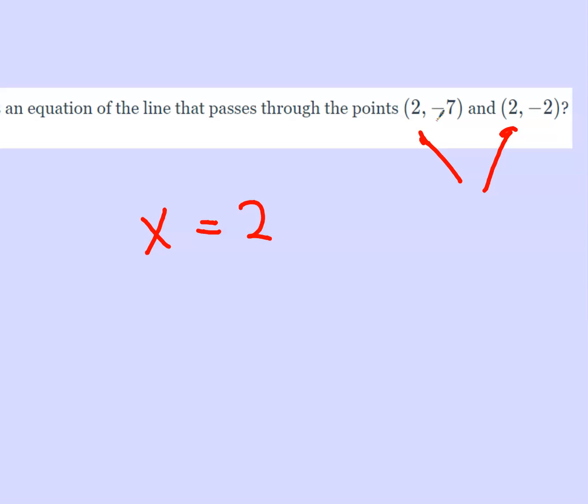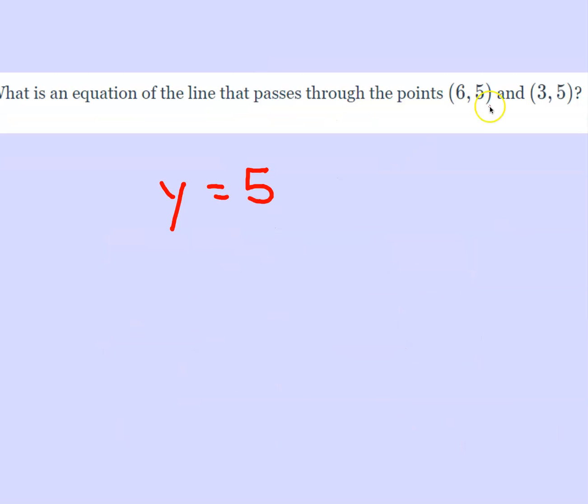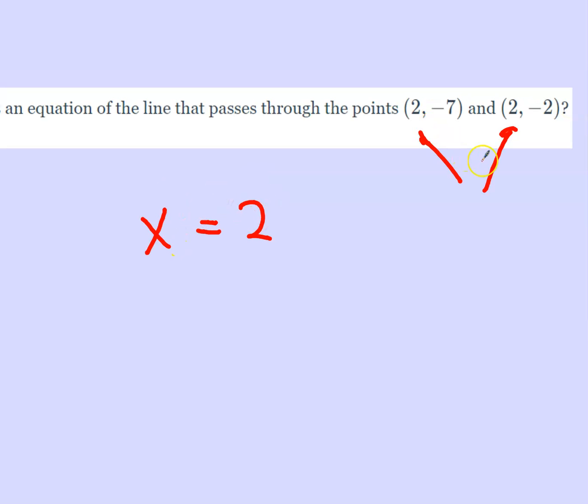So when you're doing an assignment like this and you end up with the normal ones that we've been doing, you go through the process and find the equation. If you end up with the y coordinates being the same, it's going to be y equals that number. If you end up with the x coordinates being the same, it's going to be x equals that number. So that helps you get through some of those things just a little faster.